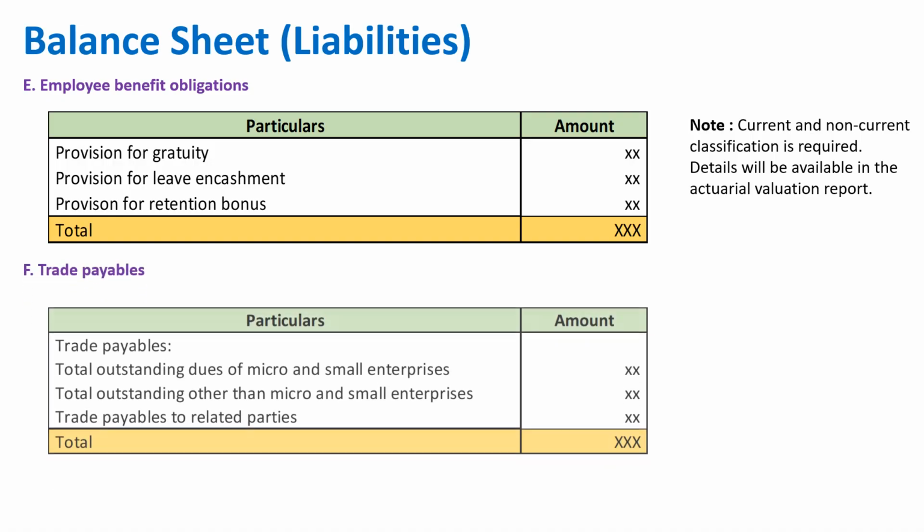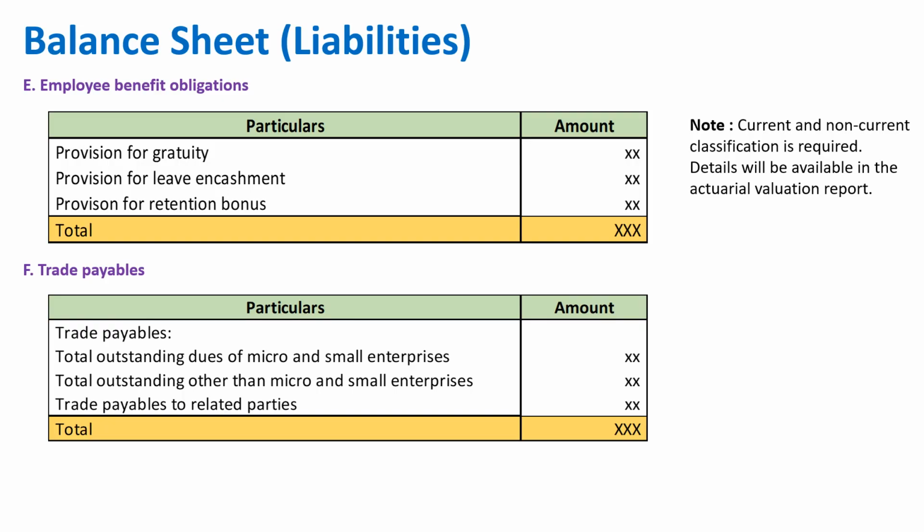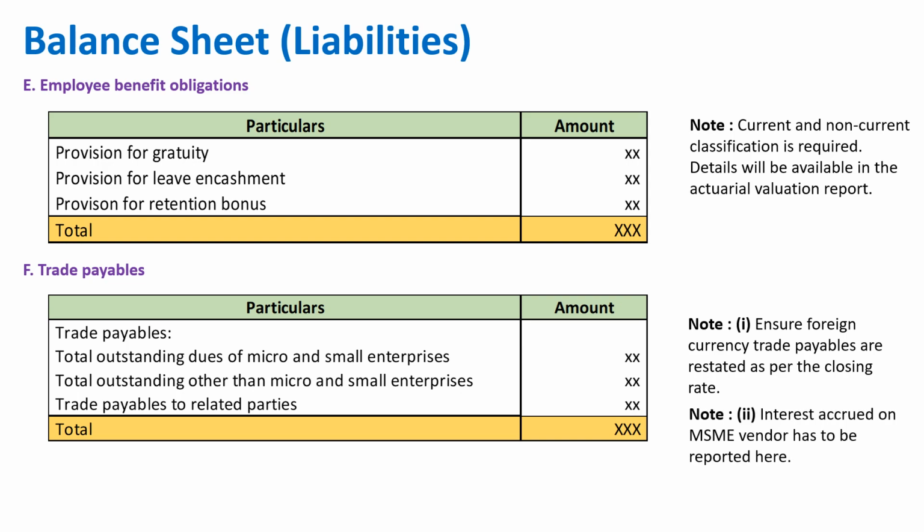Coming to the next one, it's trade payables. Under trade payables, you have to show two categories. One is total outstanding dues to micro and small enterprises, and the other is total outstanding other than micro and small enterprises. Apart from that, you have to report what is outstanding for related parties, right? One thing to keep in mind here, ensure that all foreign currency trade payables are restated as per the closing rate. So you have to do the restatement if you have any foreign vendors. And interest accrued on MSME vendors has to be reported here. If you have not made the payment within 45 days to the MSME vendors, then mandatorily you have to create an interest liability for those MSME vendors, and that has to be reported here under payable outstanding to MSME.